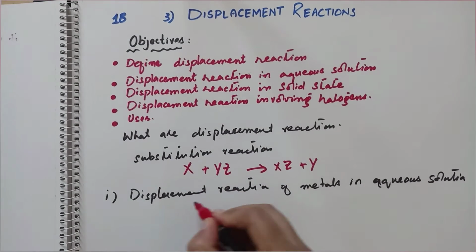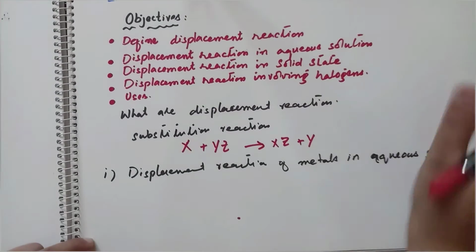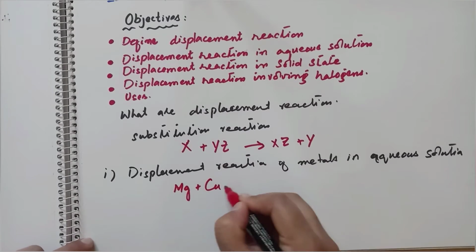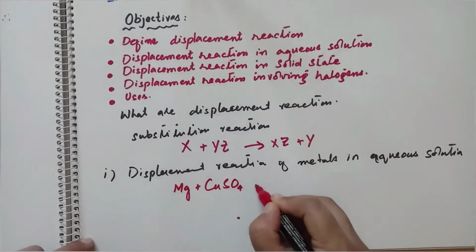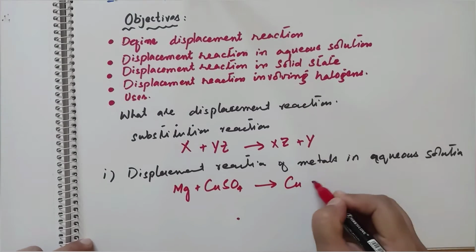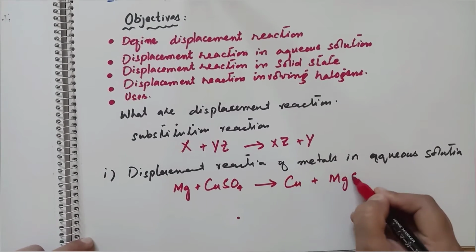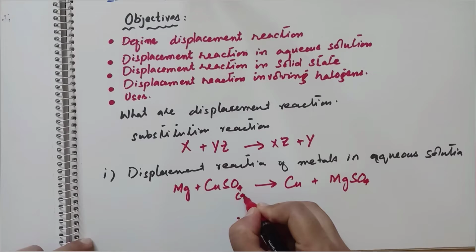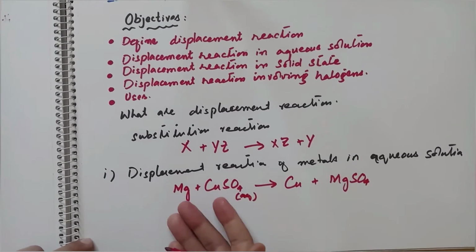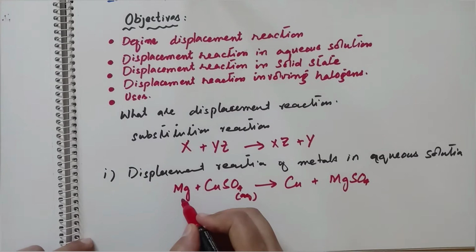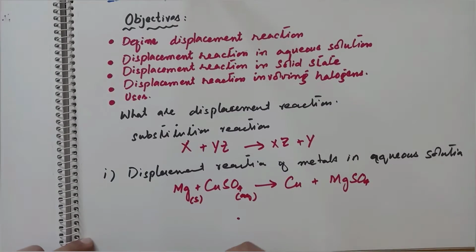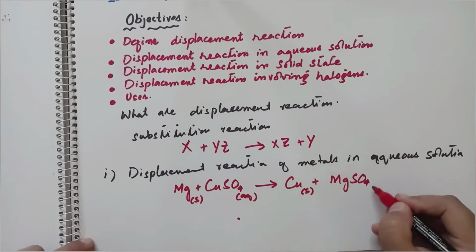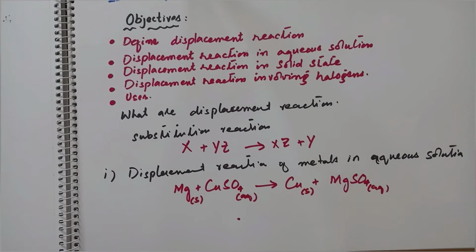Let's suppose we have an equation like magnesium metal combined with copper sulfate solution, and it gives us copper and magnesium sulfate. As I'm taking it as a solution, magnesium sulfate will be aqueous, and copper sulfate will be in an aqueous solution, and magnesium is a metal, so it will be in solid state. Similarly, on the product side, copper is a metal, so it will be in solid state, and this will be the aqueous solution. Is it clear?